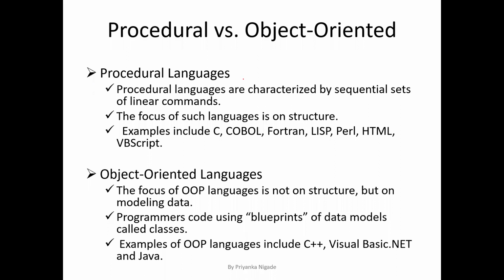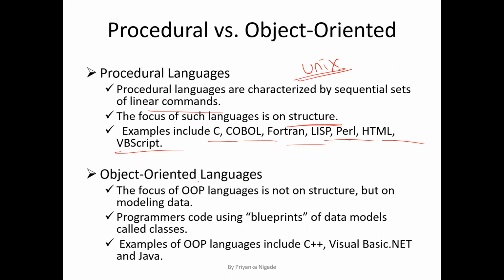As I have already discussed what is procedural language, so let's observe, guys. Procedural languages are characterized by a sequential set of linear commands. The focus of such a language is on structure. Examples include C, COBOL, Fortran, Lisp, Perl, HTML, VB script. These all come under procedural. Do you know which operating system is designed in C? Which operating system is designed in C? Guys, the first Unix operating system was developed in C.